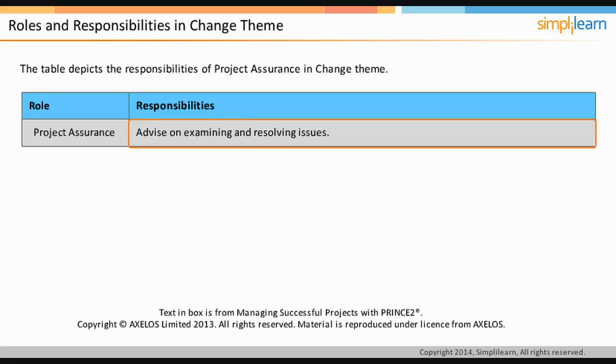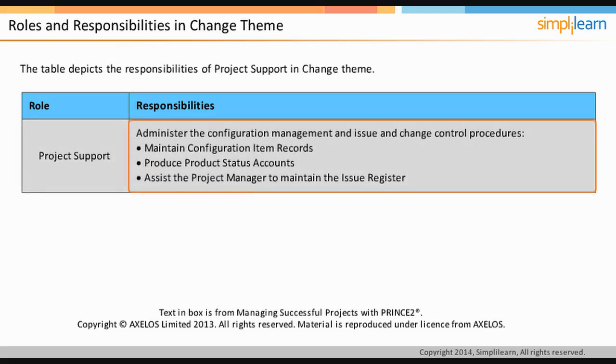The project assurance advises on examining and resolving issues. Project support administer the configuration management and issue and change control procedures. These procedures are: maintain configuration item records, produce product status accounts, and assist the project manager to maintain the issue register. Let us move on to the quiz questions to check your understanding of the concepts covered in this lesson.